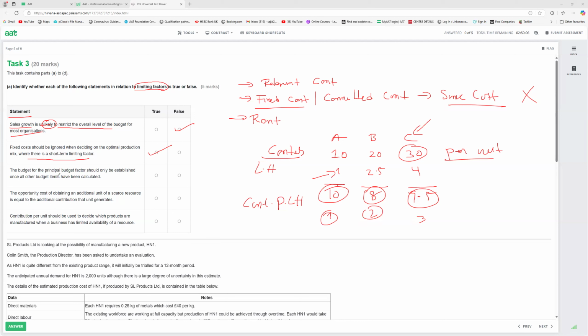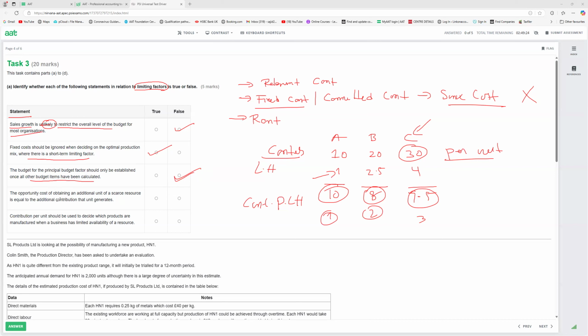The next one says the budget for the principal budget factor should only be established once all other budget items have been calculated. That's not true. This is also false. All the principal budget factor should be considered. It's not necessary that you first calculate all the others, then do that. No, you can't do that. So you really don't have to make sure other budget items have been calculated, then you establish the principal budget factor. No, the principal budget factor you can establish before that.